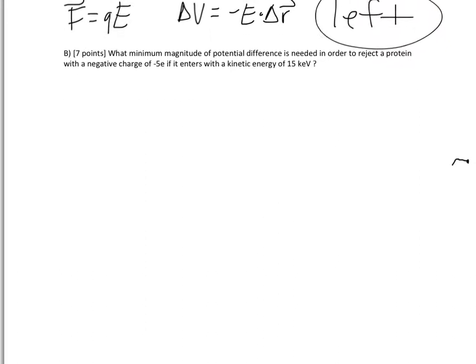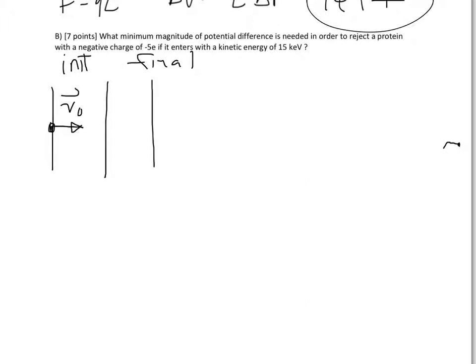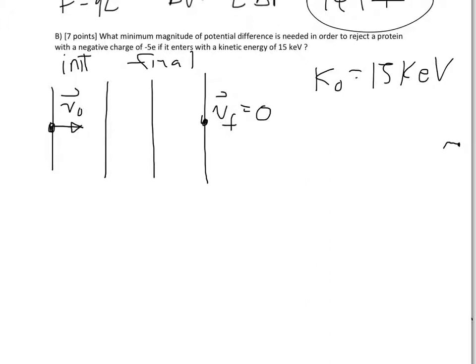Okay, to make this clear, let me just draw some initial and final diagrams. So initially, we have a particle on this side. It's moving to the right with initial velocity v, and in the final situation, it hits the right side right here, and its final velocity is, in fact, 0. And we know its initial kinetic energy is 15 keV. And we know its charge is minus 5e.